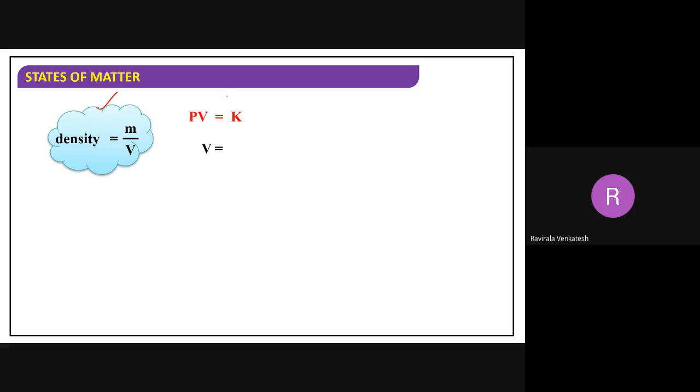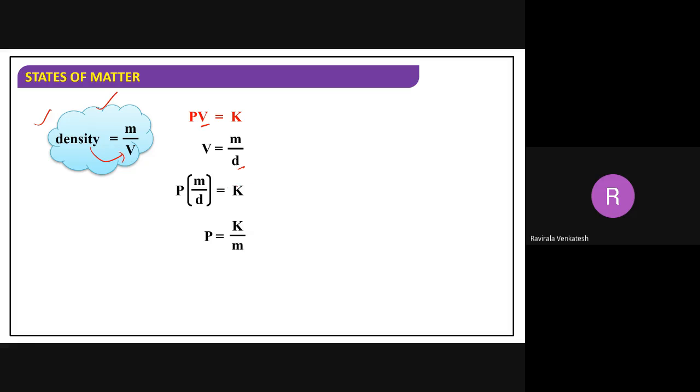Volume, what can I write? Based upon this formula, what is the volume? Density is mass by volume, so volume is mass by density. Shall I write like that? V is equal to mass by density. Now substitute this value over here in volume. Now what we get here is m by d. In the place of V, m by d is equal to K.